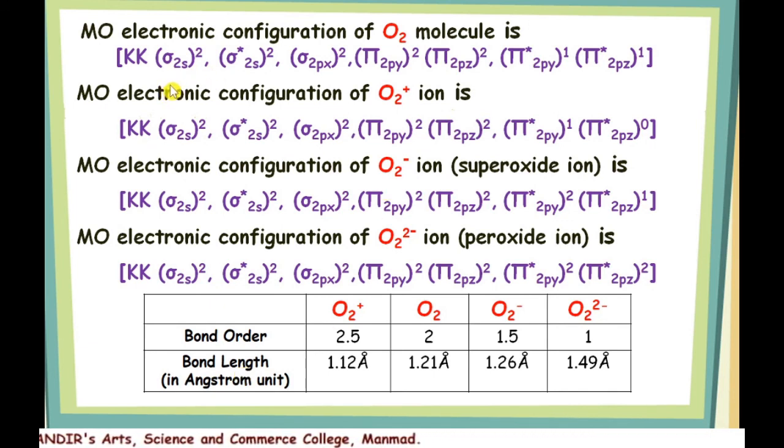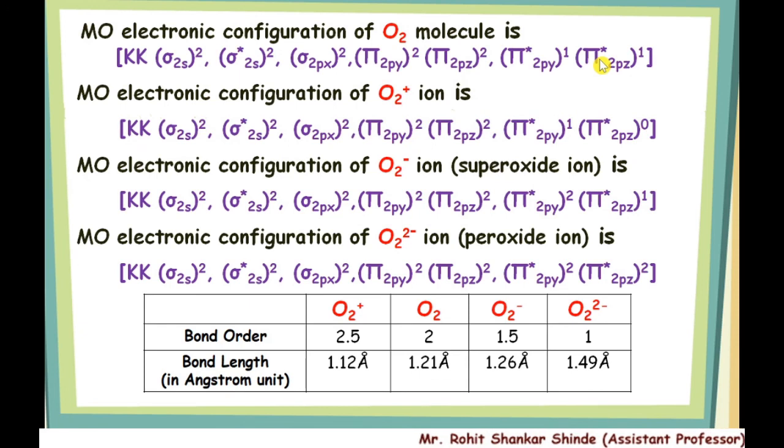So let us see the molecular orbital electronic configuration of the O2 plus ion. O2 plus ion is formed when one electron is removed from the O2 molecule. So one electron is lost from this pi star 2pz. So the molecular orbital electronic configuration becomes like this: pi star 2pz 0.